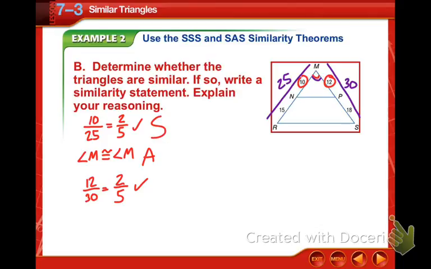So we do have side angle side congruence, not congruence, sorry, similarity. So side angle side similarity. And that means that triangle MRS is similar to triangle MNP.